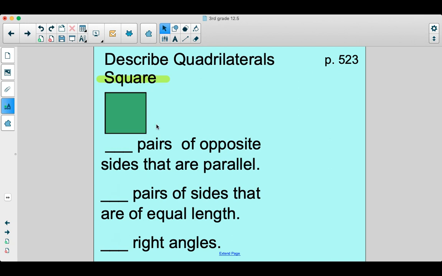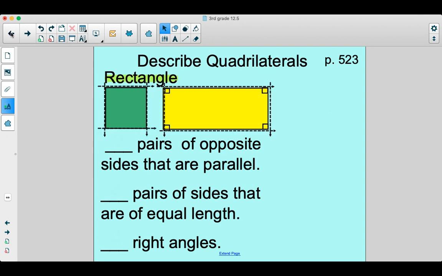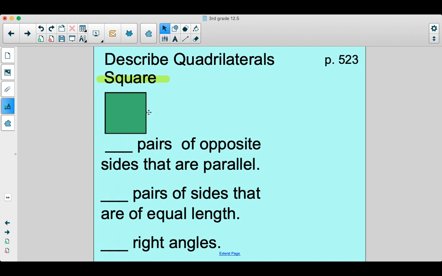All right. Wait a minute. Why is it that a square is by itself here and a rectangle has a square and a rectangle? It's kind of weird. Let's check it out. What makes a square a square? This is getting deep, you guys. All right. So how many pairs of opposite sides are parallel?